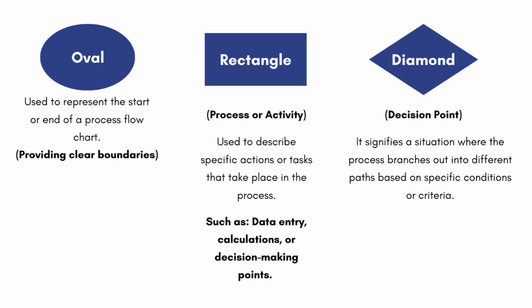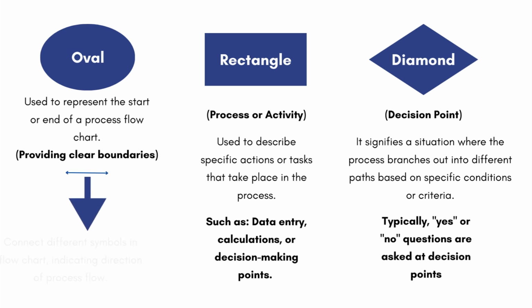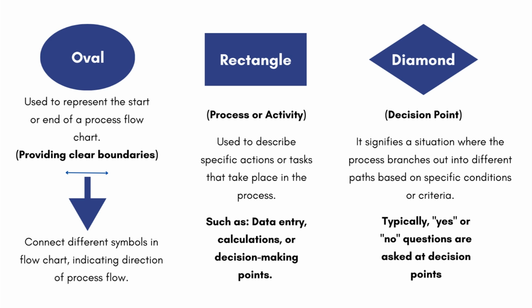The diamond symbol denotes a decision point within the process flow. It signifies a situation where the process branches out into different paths based on specific conditions or criteria. Typically, yes or no questions are asked at decision points, leading to alternative courses of action. Arrows or flow lines connect different symbols in the flowchart, indicating the direction of the process flow. They show the sequence of activities and the logical progression from one step to another.